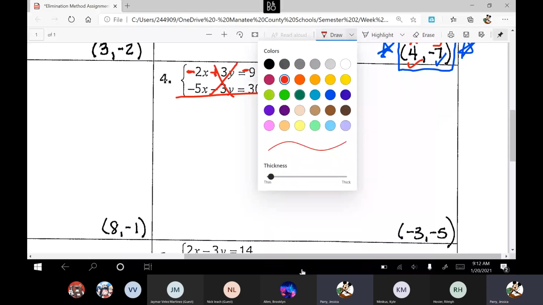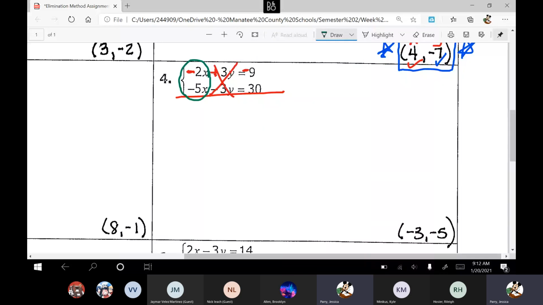If it helps, you can always circle and write them out on the side like I'm doing here. So we're going to add these two together. We're adding negative 2x plus negative 5x. What do you get when you add negative 2x plus negative 5x, since we're adding these two equations together?